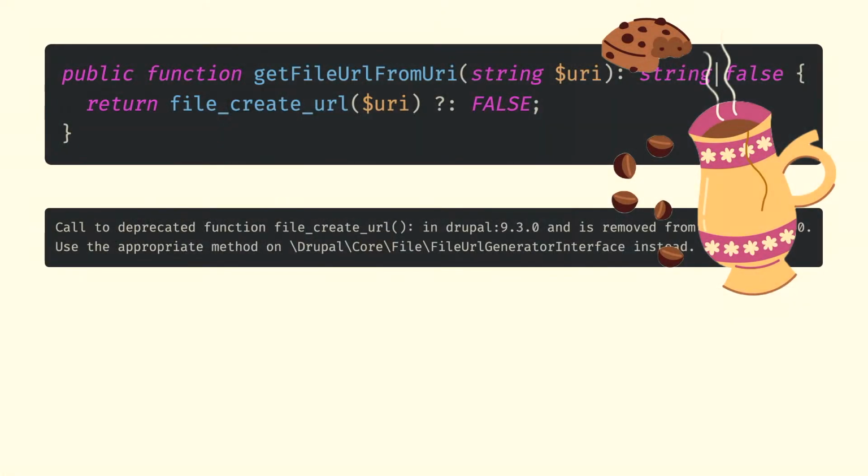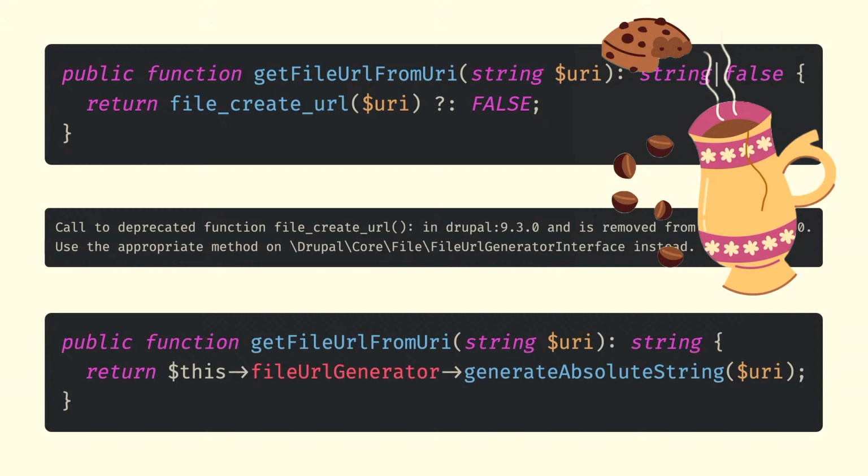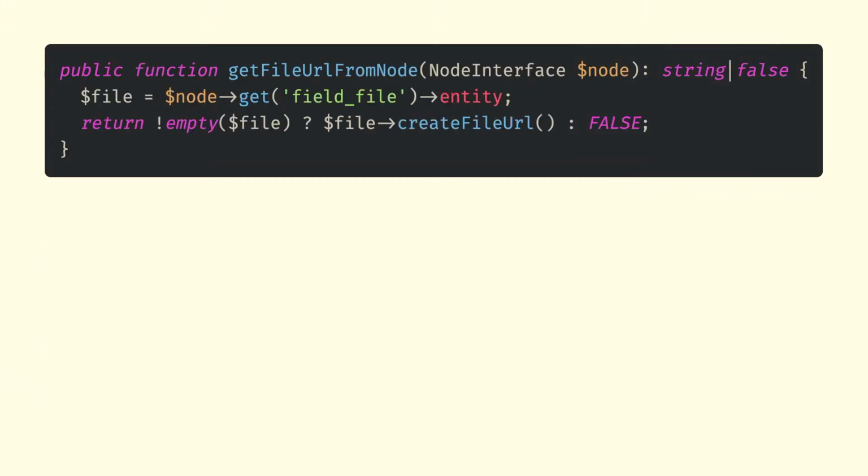If you want to fix something like this, and you see an error like this, then you can find really nice change records on Drupal.org, and you will find, okay, there's actually a service for this now, file URL generator. Okay, now the next example.